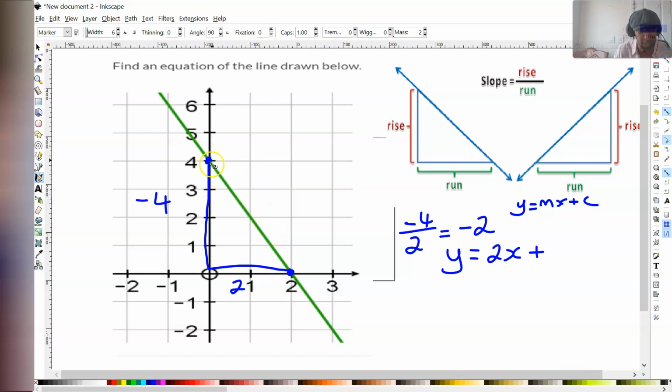It is indeed there, this point here, which is a positive 4. So the equation of our line is going to be y equals negative 2x, because it's a negative slope, we're going down a hill, plus 4, because that's the point at which it meets the y-axis for the first time. So this line meets our friend here, the y-axis, at this point for the first time.